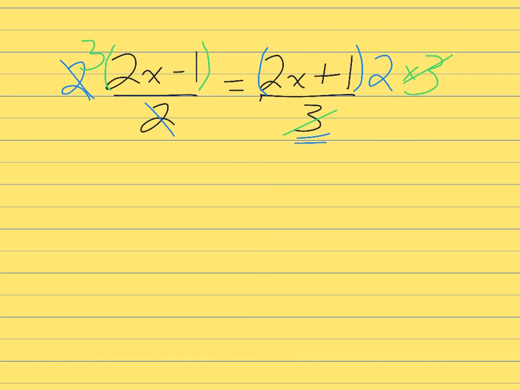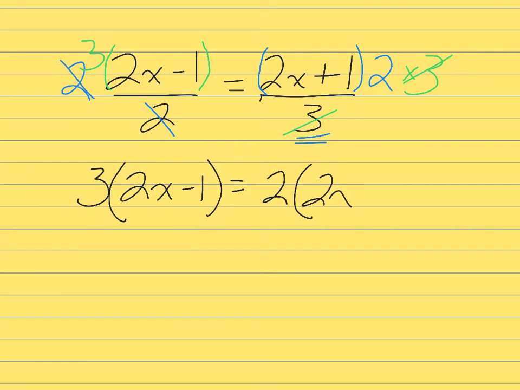I can see on the left-hand side I have 3 times (2x minus 1). There's my equal sign. On the right-hand side I have in brackets (2x plus 1) and the 2. I'm just going to switch those around. We know order does not matter when you multiply, so I can move that 2 to the other side. So now I don't have a fraction anymore, which is nice. I'm like a lot of you, I don't like working with fractions. So I've done some multiplying here to get rid of those fractions.